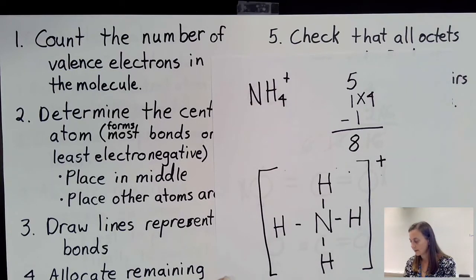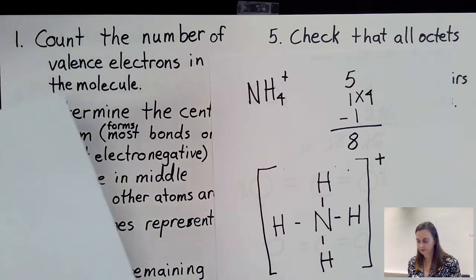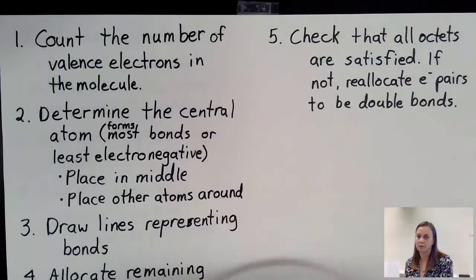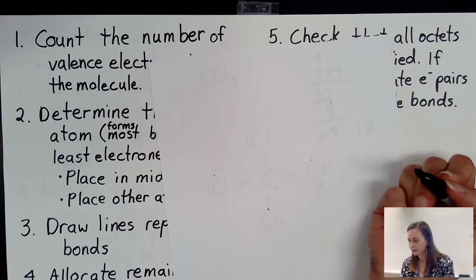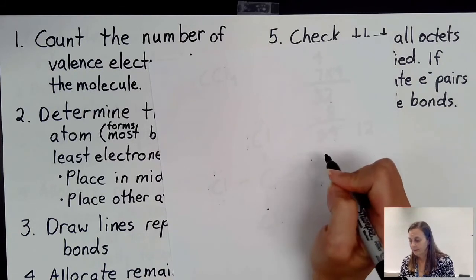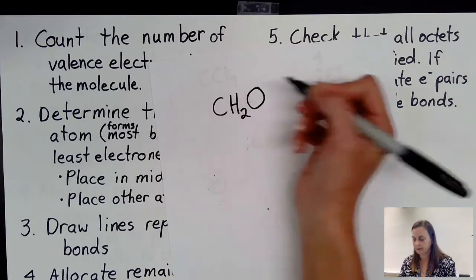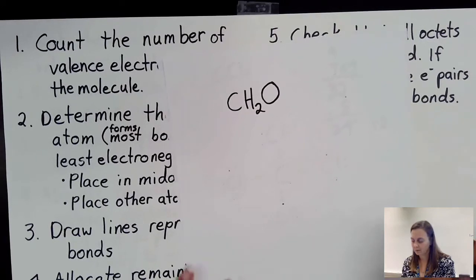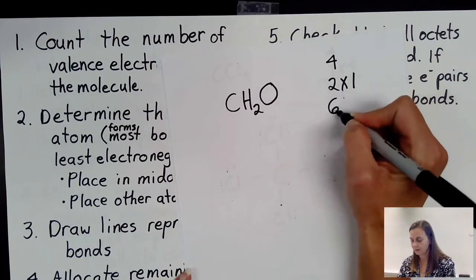So, we're making progress. Let's talk about one more example. And we'll leave it there, and then we'll have another video on exceptions to the rules. So, one more fairly simple one. Let's go ahead and do CH2O. Okay, so we're going to count the number of valence electrons. We have 4, we have 2 times 1, and we have 6. So we have 12 valence electrons.